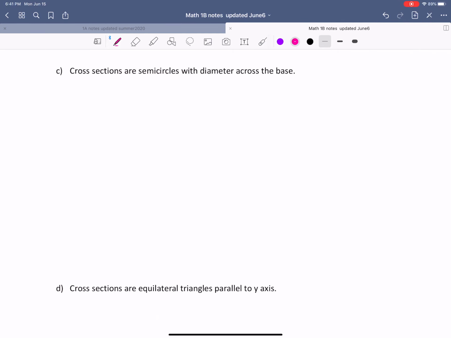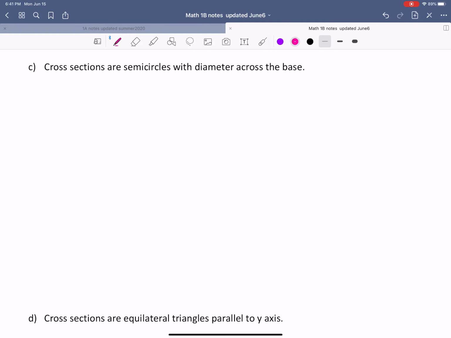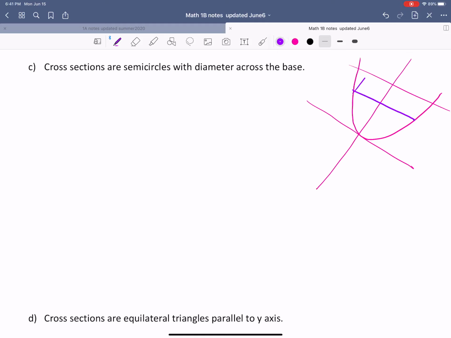All right, next example, cross sections are semicircles with diameters across the base. So here we have the same base still. Cross sections are still my parabola. In this case, cross sections are semicircles with diameter across the base. So let's see how that looks. This is how the cross sections look in this case.